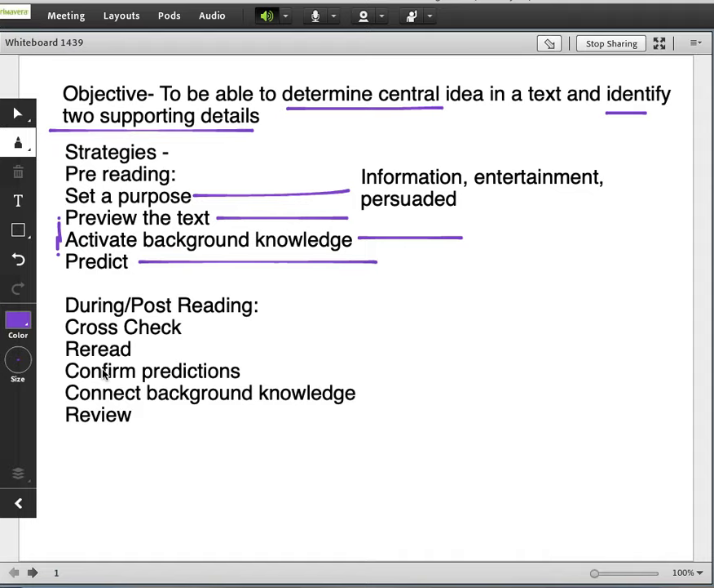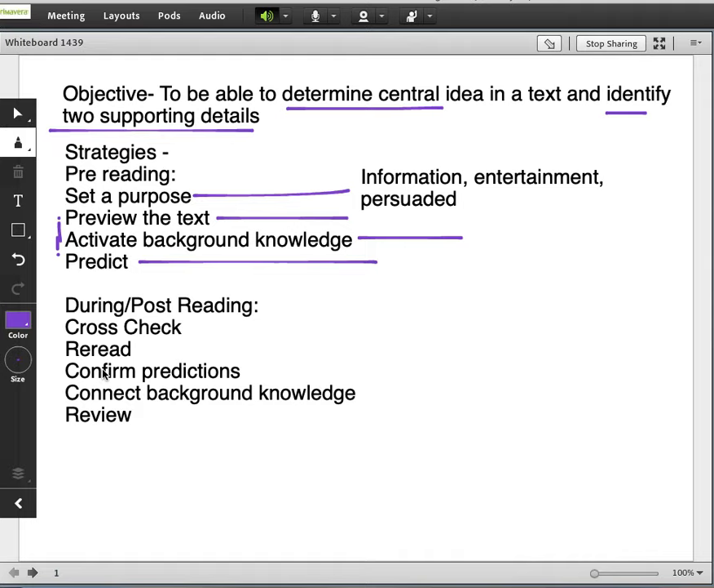Our background knowledge is activated when we see something that we recognize, whether it's the name of the author, maybe we've read something by that author before, or the title, we've recognized the title, or maybe we've heard it, or maybe we've read it 2 or 3 years ago and we don't really remember what it's about, but we bring some background information with us to the reading of the text.